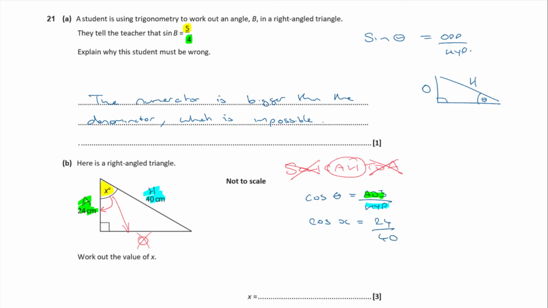So I've got cos x equals 24 over 40, but I want to know the value of x, not the value of cos x. That means I need to get the value of x back from the value of cos x. Now, when you've got a function of x here and you want x, you have to do the opposite of that function to get your x back.